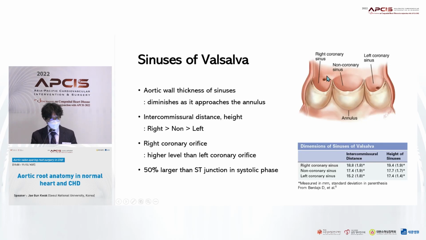Sinus of Valsalva: the aortic wall thickness of the sinuses diminishes as it approaches the annulus here. And you can see in this table, the right coronary sinus has the longest intercommissural distance and the longest height of the sinuses. Regarding the coronary artery orifice, the right side is placed at a higher level than the left coronary orifice, like in this picture. And in systolic phase, the sinus of Valsalva is enlarged more than 50% compared to the ST junction.